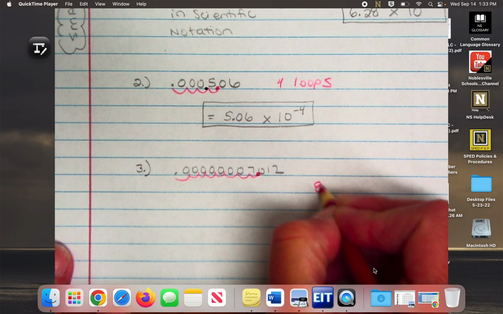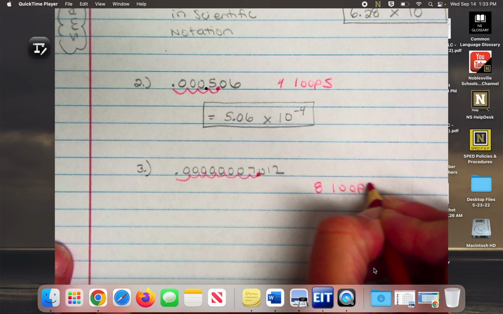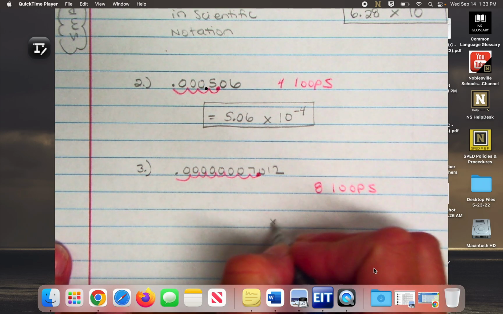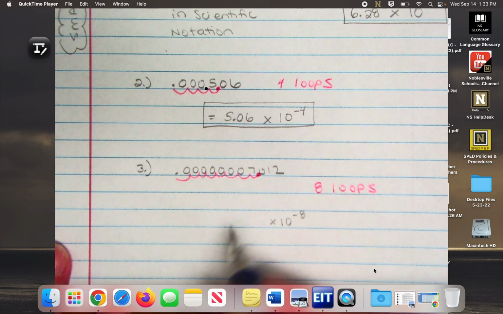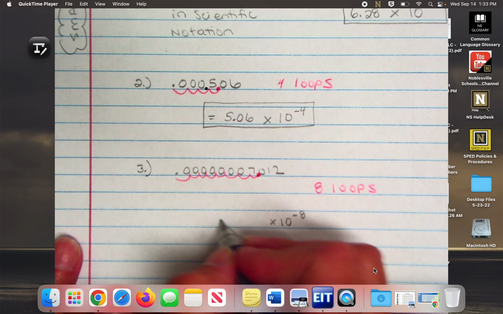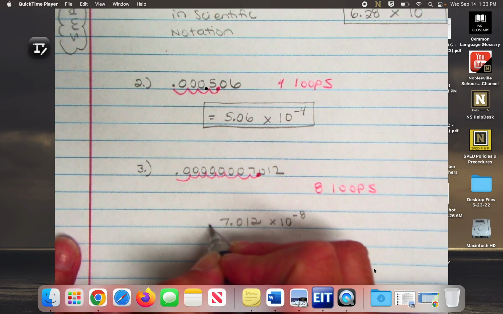I have 8 loops. The loops went to the left, so I know it's going to be times 10 to the negative 8. What will be in front of times 10 to the negative 8? Delaney? Excellent.